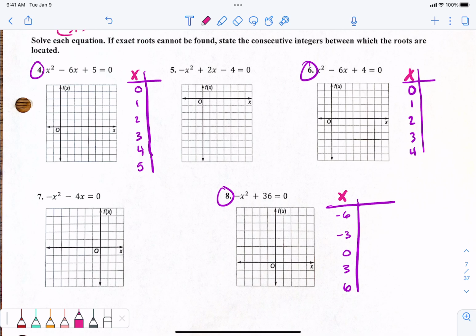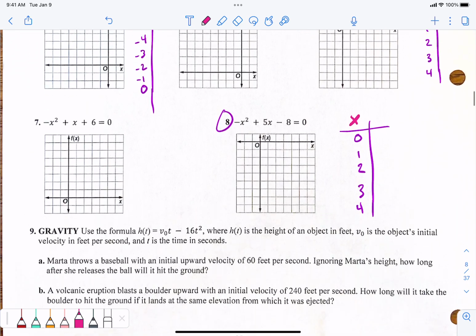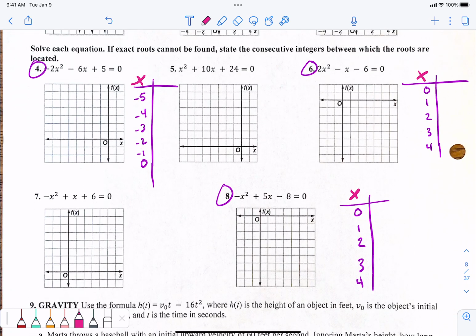Did you get your tables written down? The numbers that I want you to plug in? This is skills practice still. On practice side, here are the numbers that you should plug in for 4, 6, 8. So use those numbers to plug in for 4, 6, 8 on practice side.